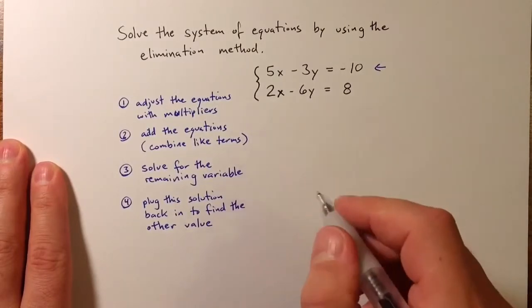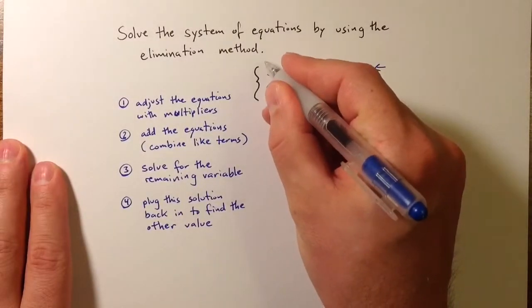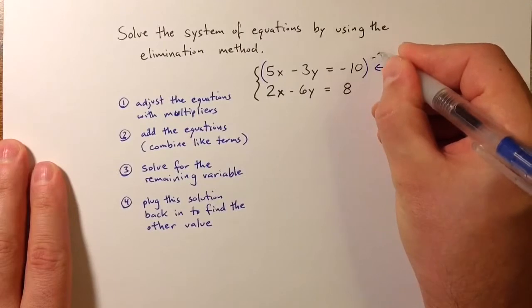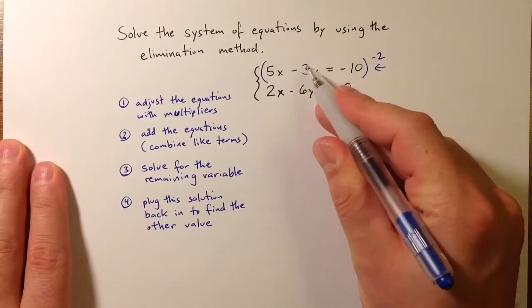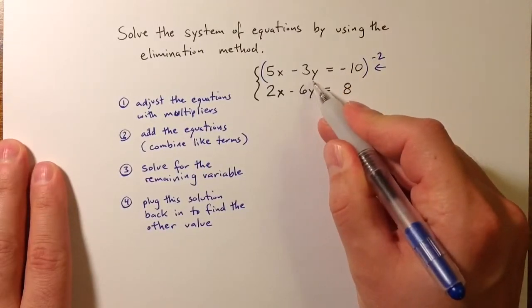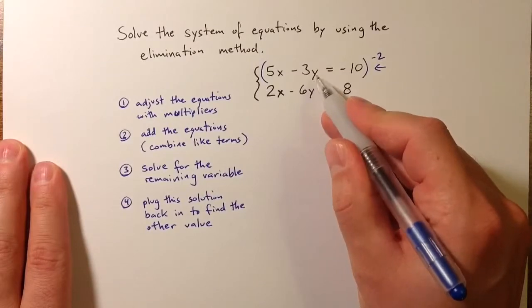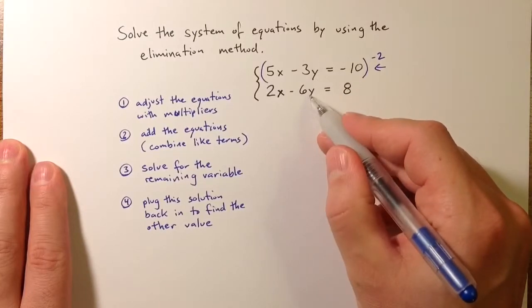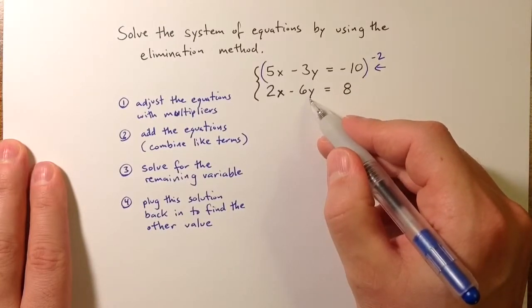The simplest adjustment that we can make is if we multiply the top equation by negative 2, that would turn negative 3y into positive 6y, which is the opposite of negative 6y, and it'll cancel out. Adding the equations together will then cancel out the y variable.